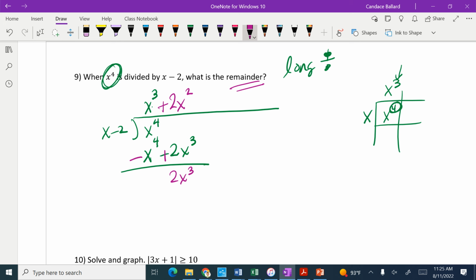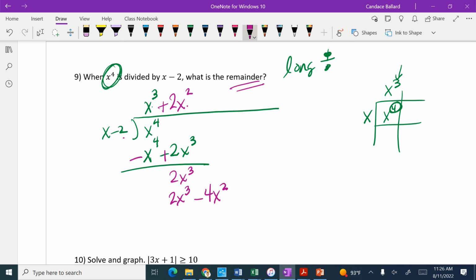All right, we're going to distribute again. So what's 2x squared times x? 2x cubed, which is what we planned on, right? Because we want it to cancel. 2x squared times negative 2 is? Negative 4x squared. Good.